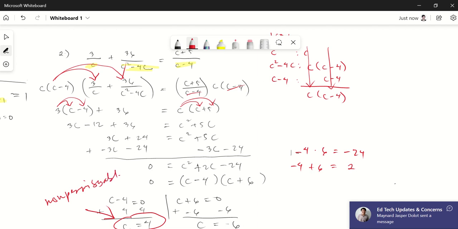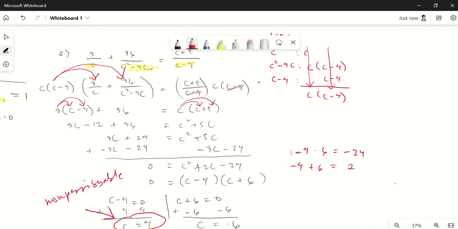I will leave that as an exercise to you on how to double check whether -6 is really a solution to the equation, but it is. But the 4 is obviously a non-permissible value because it will make the equation undefined, considering that the right-hand side has c minus 4 in the denominator. So 4 minus 4 is 0. So the solution set here is just -6. So this is now the answer.